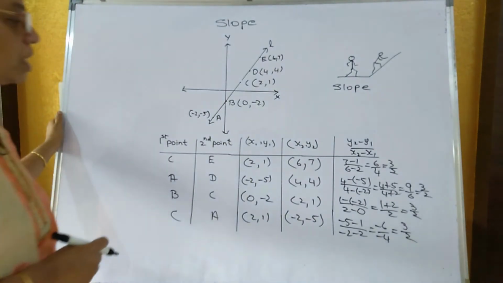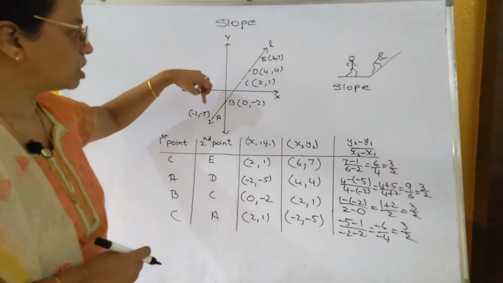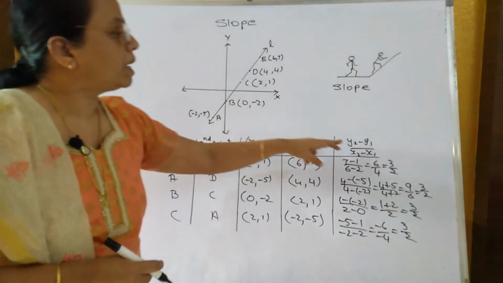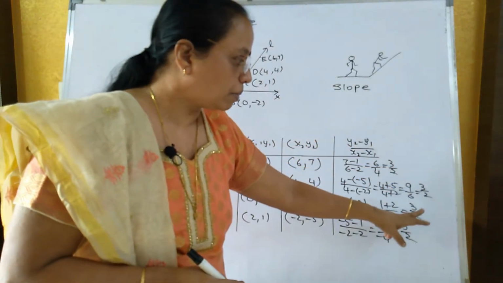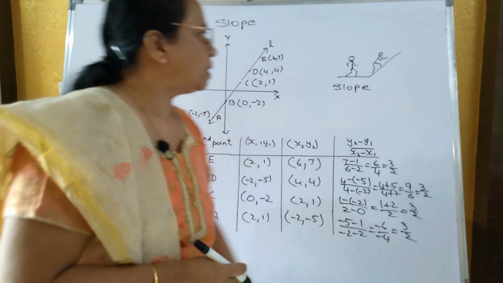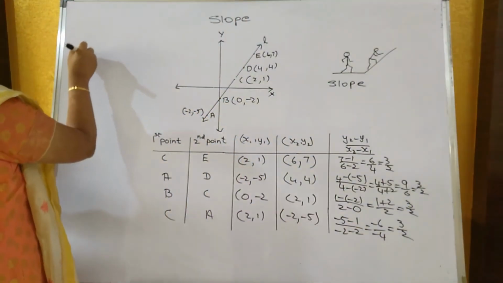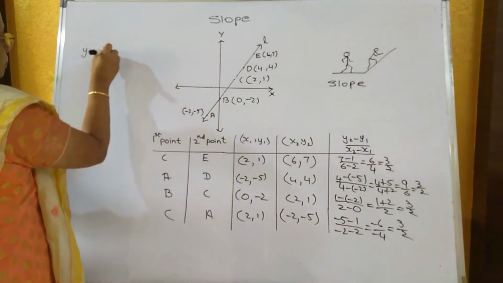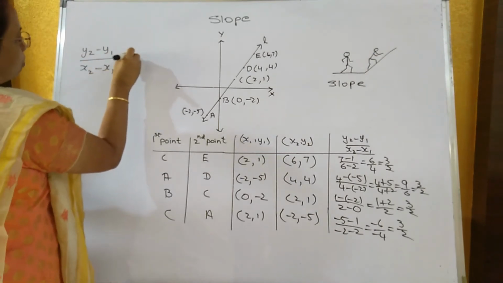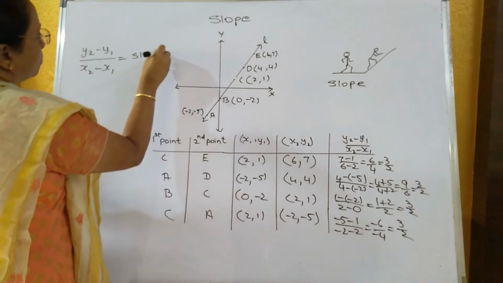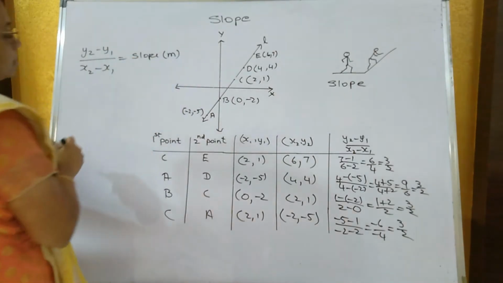So if you see, if you take any 2 points on this particular line, y2 minus y1 upon x2 minus x1 is always the same: 3 upon 2. So y2 minus y1 upon x2 minus x1 is equal to what? It is known as slope, and slope is denoted by the letter small m.